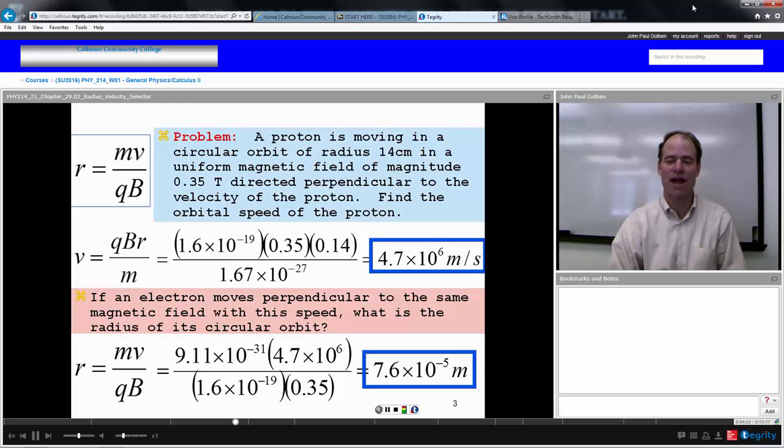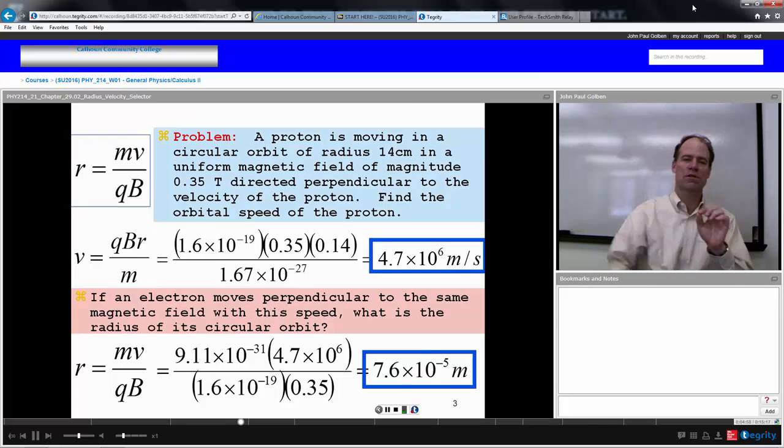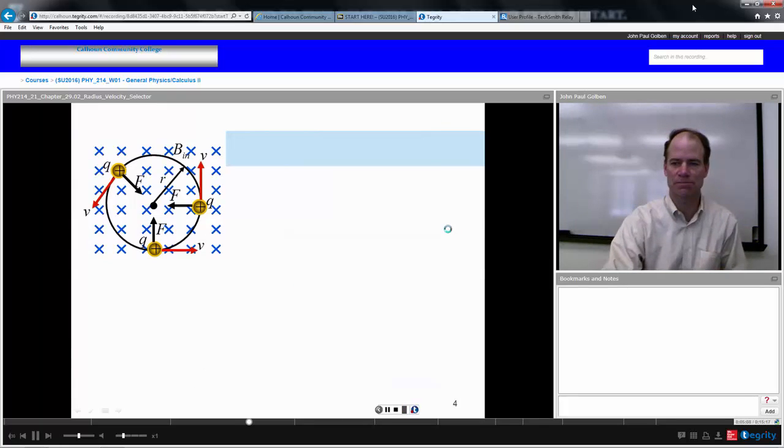So it would be a small fraction of a millimeter, whereas a proton is moving in a good 14 centimeter radius orbit. So you could easily distinguish between the two particles based on the size of their circular motion.